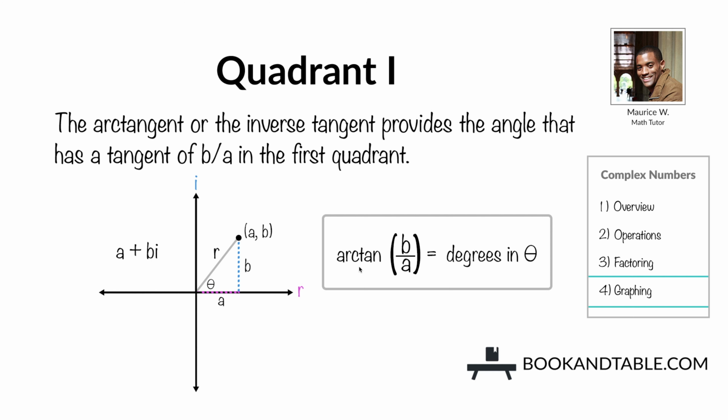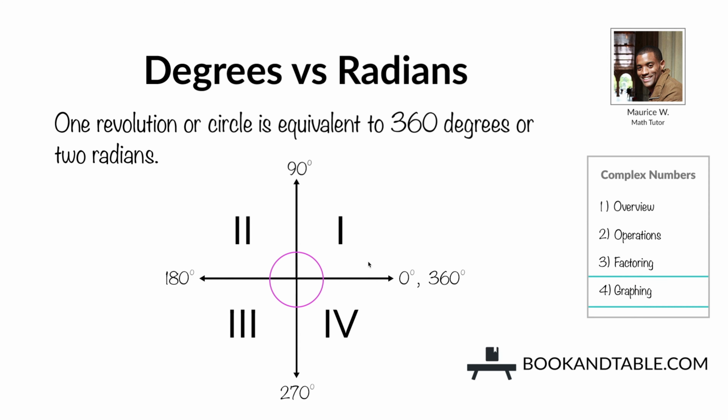And remember, arctan is equivalent to the inverse tangent. This is what the button on your calculator probably looks like. So throughout this video, we'll be using inverse tangent as opposed to arctan, but just know they are equivalent. Now degrees versus radian, we'll be providing each answer in both degrees and radian throughout the rest of this chapter.